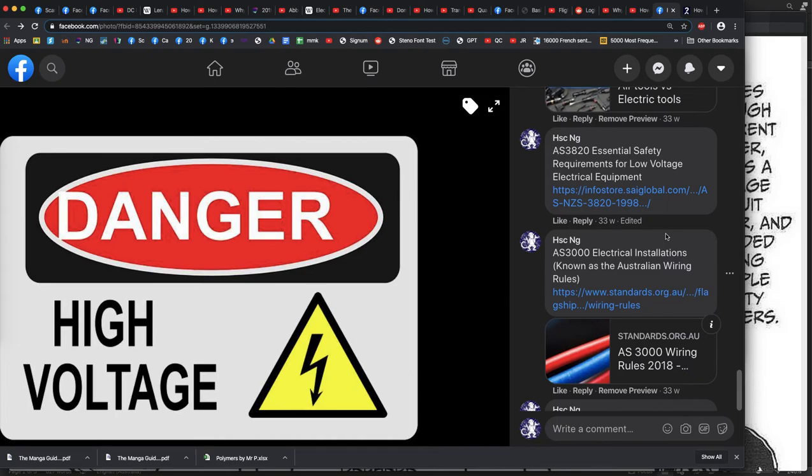Okay, so a quick thing on standards. The AS3820 specifies what all electrical equipment needs to have. So if you're selling a toy robot, it will specify if it plugs into the wall. Let's say an alarm clock, that's probably a better example. If that alarm clock plugs into the wall, it will have to comply with the AS3820.